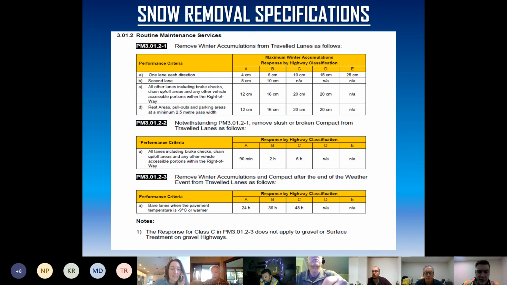highways. Lastly, in this spec, you'll see that there is a remove winter accumulations and compact after the end of a weather event from travel lanes. This one was a new specification added last year with the renewal of the highway contracts. So bare lanes when the pavement temperature is -9 or warmer, which I hope we don't see -9 or colder. So we have a time response to have compact and ice buildup removed: 24 hours on Class A highways, 36 hours on Class Bs, 48 hours on Class Cs, and it's non-applicable to Class Ds, E's, or Class C highways with the surface treatment, or typically called a chip seal road.